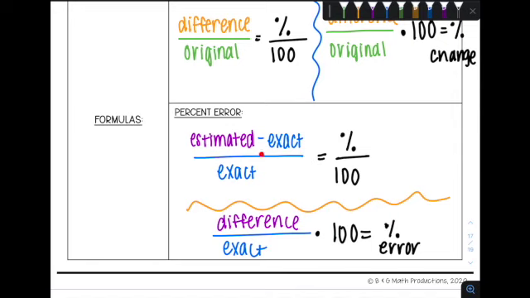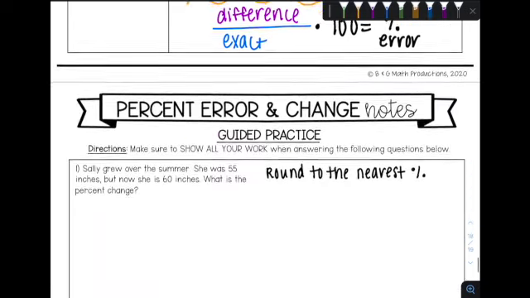Again, either way you could write this, you have the same thing. You're finding the difference over exact, but then the second part is where it's going to change. So for proportions, you have equals percent over 100. For equations, you have times 100 equals your percent error. So that's just the difference in the setup for percent error when you have your proportions or your equation. Again, you can just substitute difference up here if you need. Let's try. So let's go into number 1.